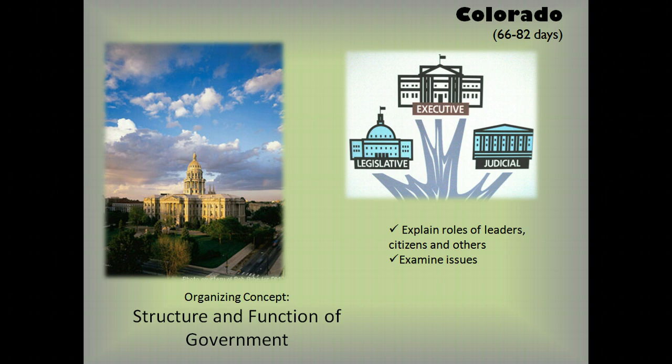In the Colorado unit, students will think about our state's branches of government, the people within those branches, and the relationships between them while deepening their understanding of how government supports people nationally, in states, and in counties. They explore the roles of leaders within our communities and the roles of citizens. Last, students are invited to consider issues faced by the state and think about possible solutions. To arrive at the conceptual understandings, students will explain roles of leaders, citizens, and others, and they'll also examine issues.